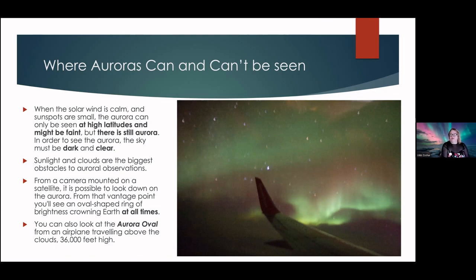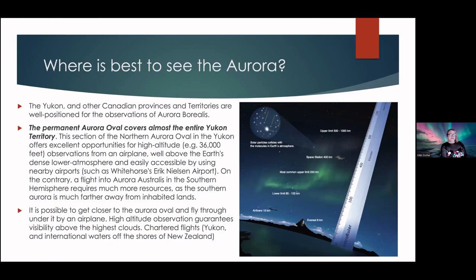And we are Canadians, so maybe even if you just fly from Vancouver to Toronto at night and you sit on the left side of the airplane, you might just see auroras. But where is best to see it? Of course, the Yukon and other Canadian provinces and territories too are well positioned.